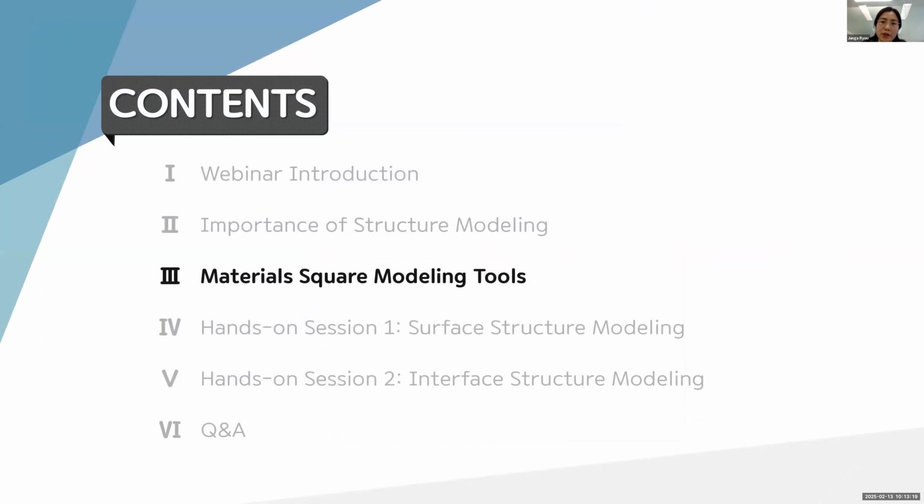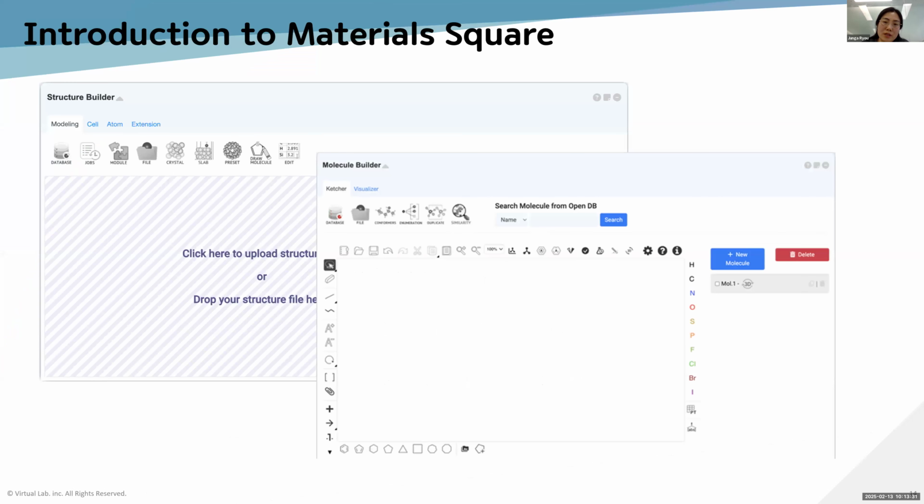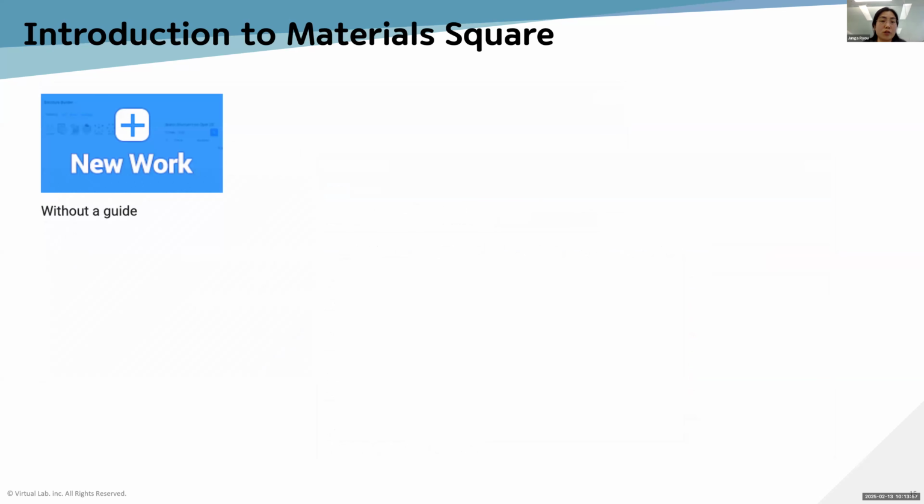I will introduce to you the MatSQ modeling tool, which allows you to create structures such as surface structures. MatSQ provides modeling tools that create a variety of structures. The structure builder is for creating crystal systems, and the molecule builder is for creating molecule or polymer systems. The molecule builder converts molecule or polymer structures from 2D to 3D structure.